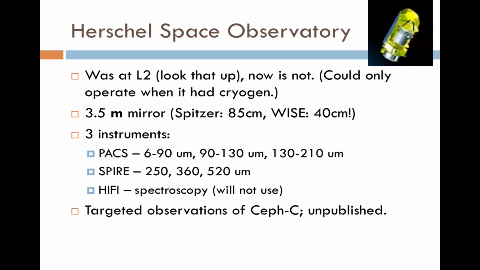PACS has complicated observing modes, but it can observe anywhere between 6 and 210 microns, and SPIRE can observe between 250 and 520 microns. And this is a targeted observatory, not a survey observatory, but there are targeted observations of SFC that were never published. So that's what we're going to use.